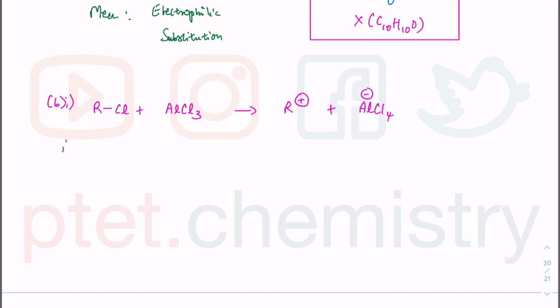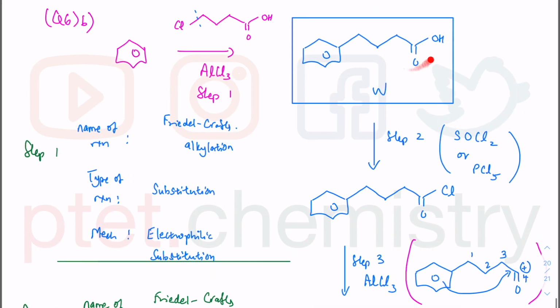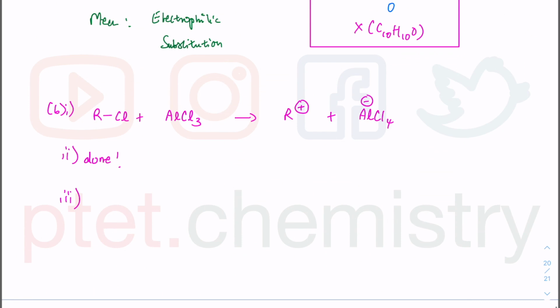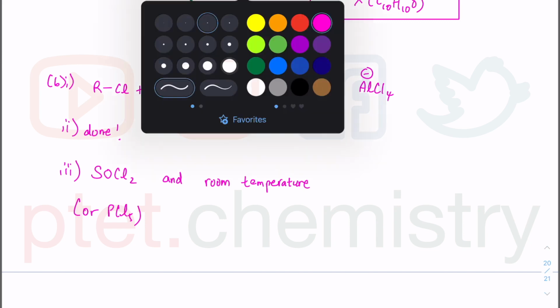Deduce and draw the structure. That is done. And then number 3, suggest the reagent and condition for step 2. Step 2 was basically converting the carboxylic acid into acyl chloride. It's in the A2 acyl chloride topic. We can use SOCl2, PCl5. I'll just stick with SOCl2, but of course PCl5 will work. What is interesting is they also want the condition, so you gotta say the condition and not just the reactant, and you do this reaction at room temperature because they are very exothermic.